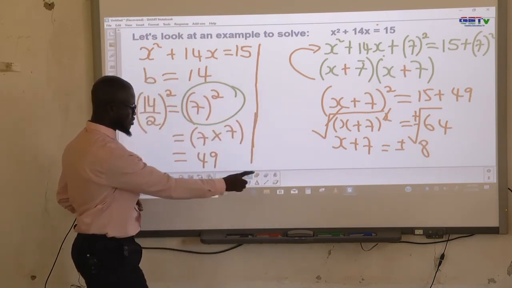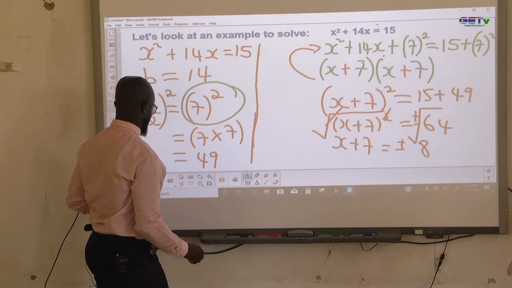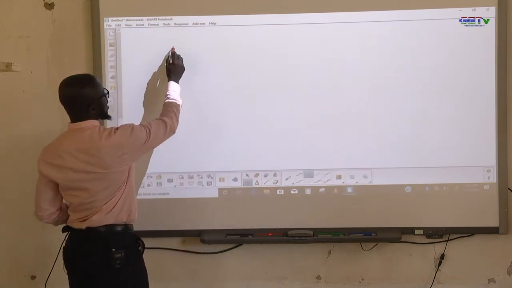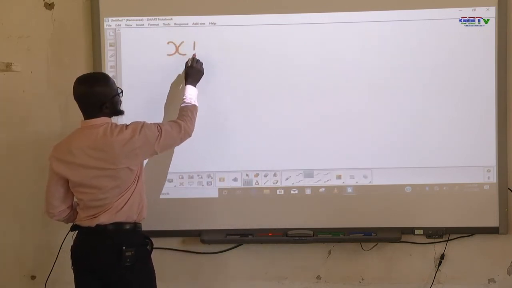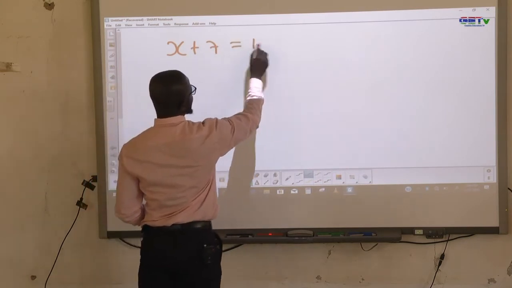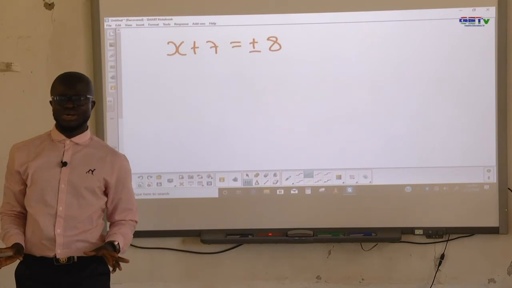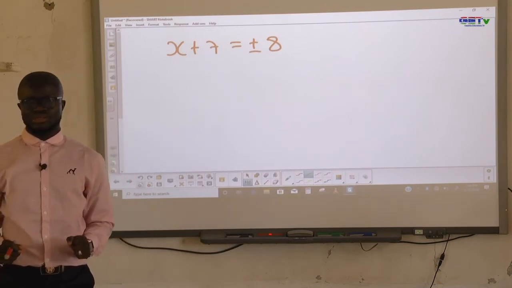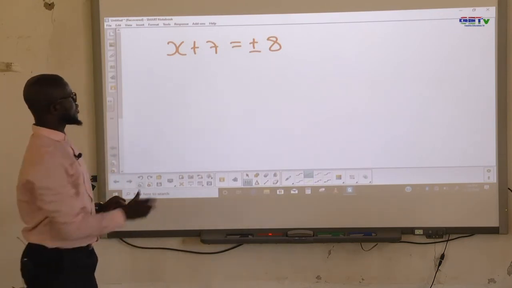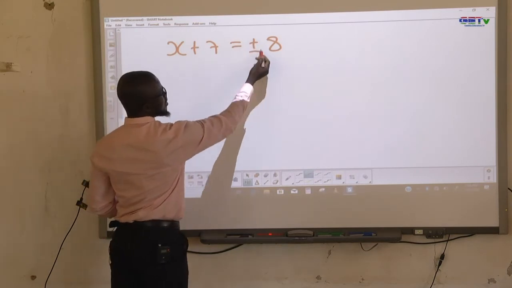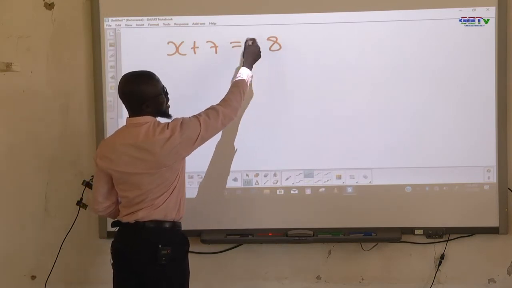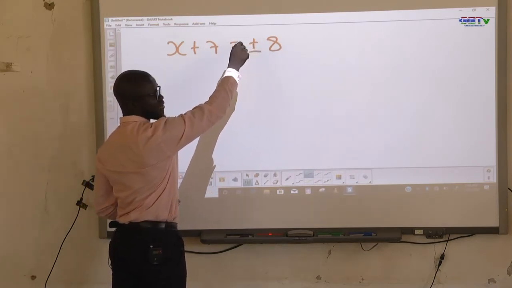Okay, I will continue the work in a fresh page. So since we have x plus 7 equals plus or minus 8, are we going to stop there as our answer? No. We are going to make sure that we solve by each of the signs given there.